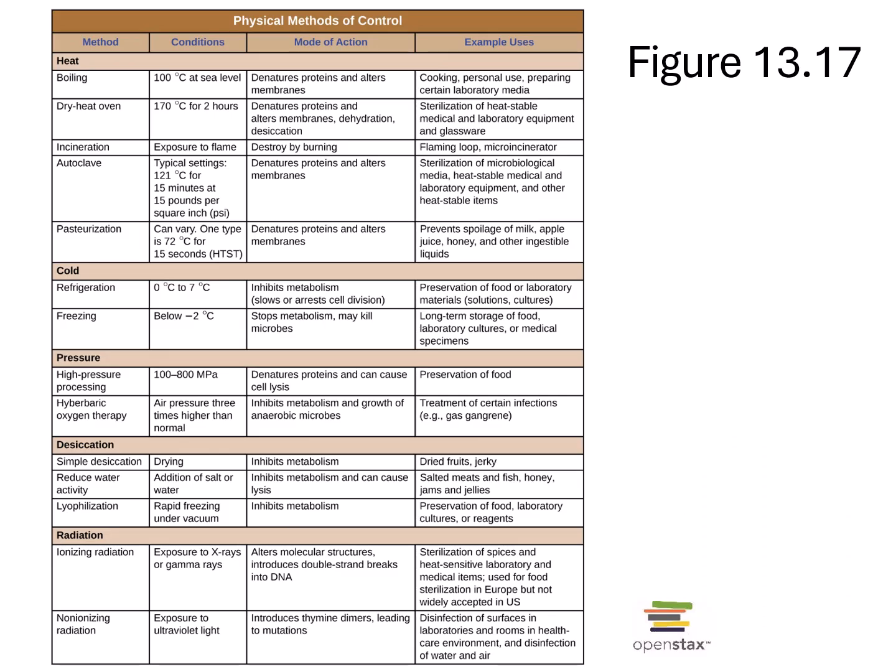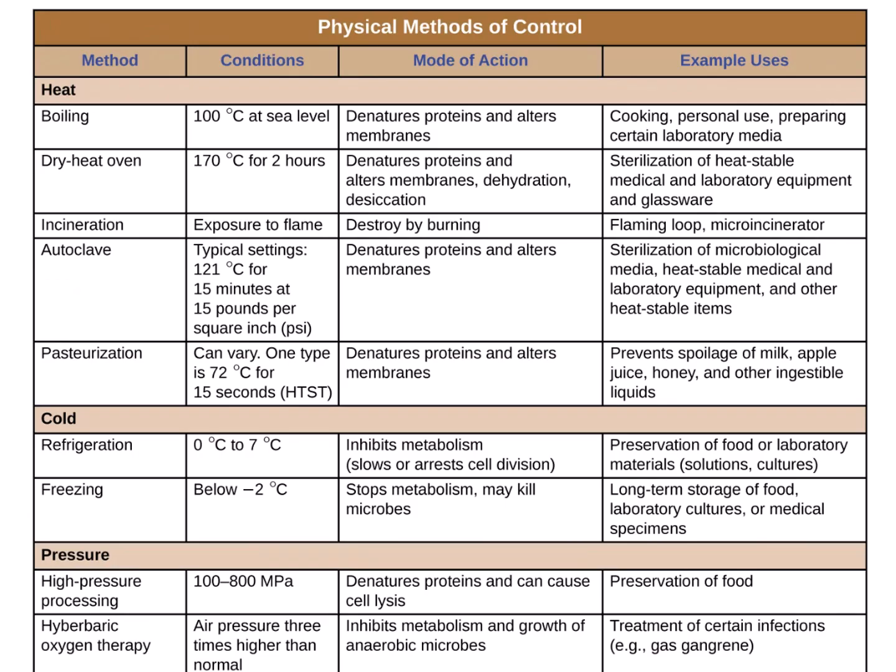And at the end of this section in our textbook, they gave us a big table of all of the different physical methods of control. So let me zoom in on this. Examples that we've covered so far include heat. So we had moist heat like boiling, autoclaving, or pasteurization, and dry heat like dry heat oven or incineration. We had cold temperatures to inhibit growth. So this is more static. And then high pressure examples.